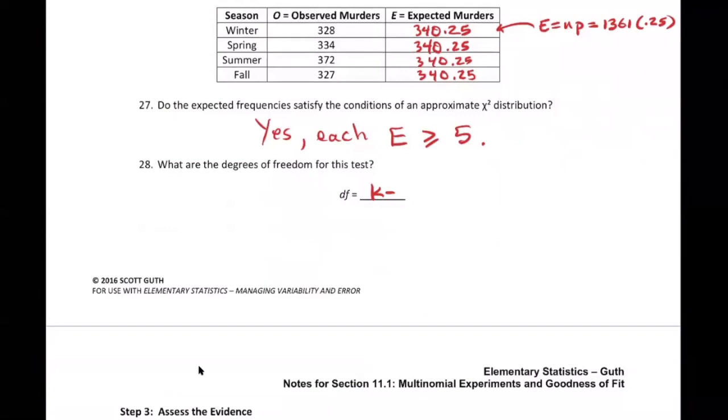K minus 1 degrees of freedom. You guys said there are 4 categories, so that's only 3 degrees of freedom. So the idea is you tell me how many murders there were in each of 3 seasons, but the 4th season you could figure out on your own if I gave you 3 of them.